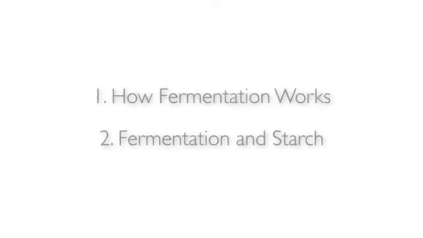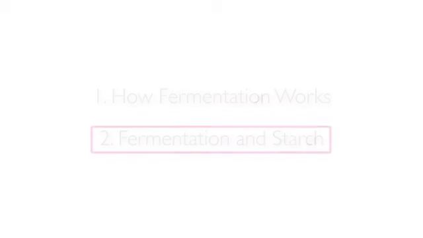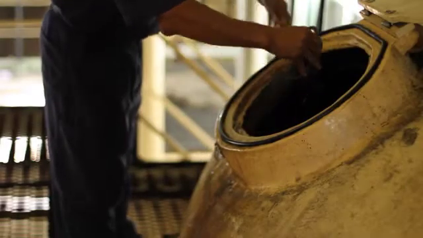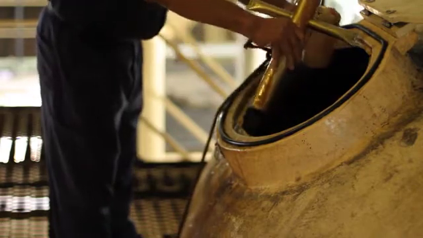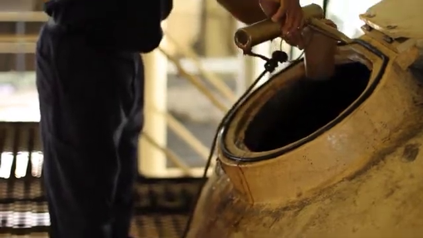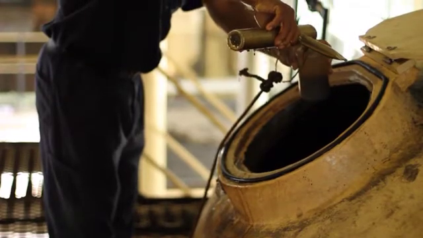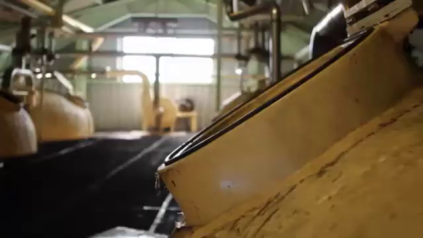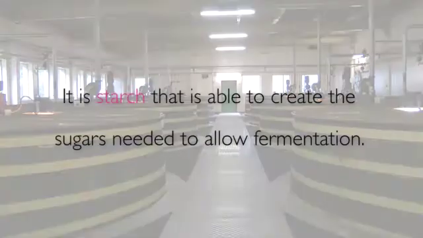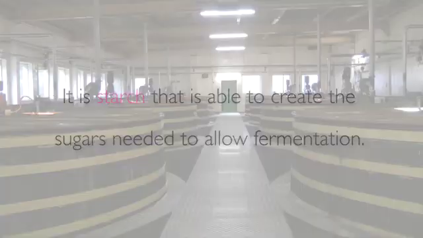Now that we understand the basics behind this, let's look at fermentation and starch. As we've just seen, fermentation takes place to produce alcohol when there is both sugar and yeast. However, some alcohols are made from things that have no sugar in them, for example, grain and potatoes. This is possible because these contain what is known as starch, and it is starch that is able to create the sugars needed to allow fermentation.